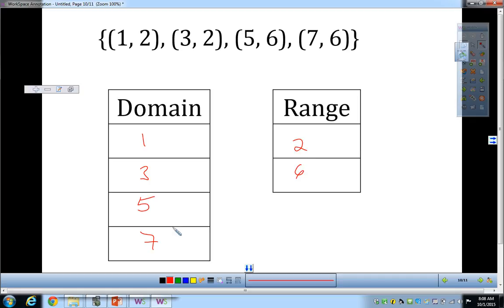Okay. And sometimes they draw it with arrows as well. So they might say 1 goes to 2. Okay. 3 also goes to 2. Okay. 5 goes to 6, and 7 goes to 6. Okay? So I don't know what that particular function is, but if you plug in a 1, you get out a 2. Plug in a 3, you get out a 2. If you plug in a 5, you get out a 6. And if you plug in a 7, you get out a 6.